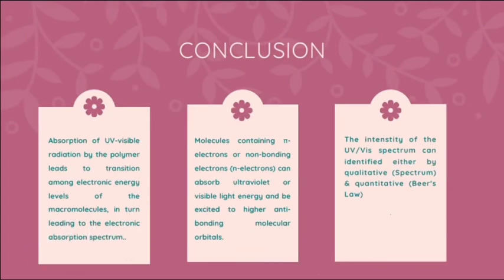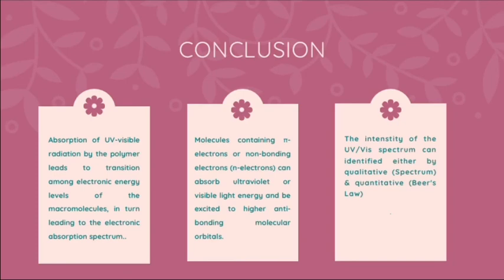Okay, now I will be summarizing this whole presentation. Many molecules contain chromophores which will absorb specific wavelengths of ultraviolet or visible light. Absorption of UV-visible radiation by the polymer leads to transition among electronic energy levels of the macromolecules, which leads to the electronic absorption spectrum. Molecules which contain pi electrons or non-bonding electrons, which are n electrons, can absorb ultraviolet or visible light energy and be excited to higher antibonding molecular orbitals.